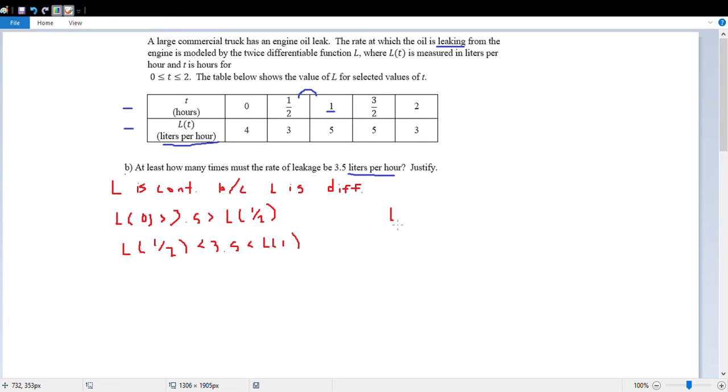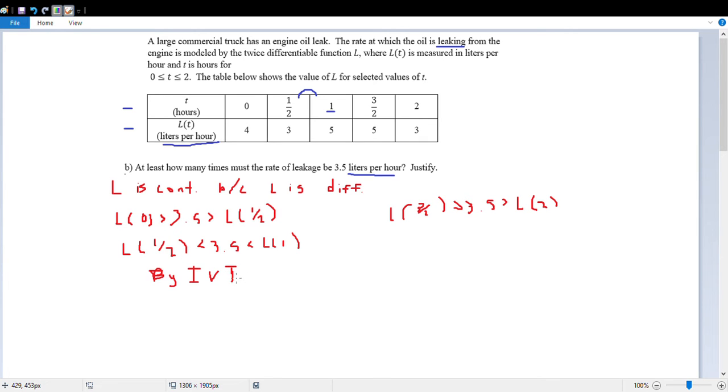And we can do it again. We can say L of 3/2. Well, L of 3/2 is greater than 3.5, which is greater than L of 2. So I was able to establish 1, 2, 3 places. So by the IVT, we're going to have to say that. We established continuity, we established the in-betweenness that's required, and now we have to cite the intermediate value theorem. If you don't cite it, you don't get credit.